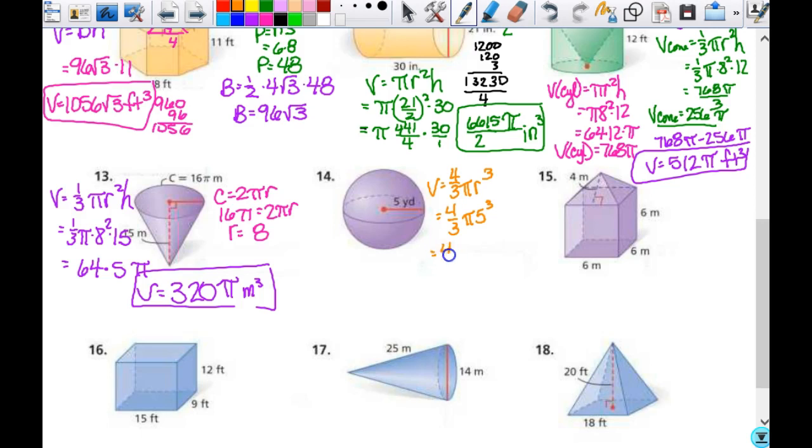So you get 4 times 125 pi over 3. So 4 times 125 is 500. So you get 500 pi over 3. Notice, all in one fraction. It is not 500 over 3 times pi. Yards cubed.